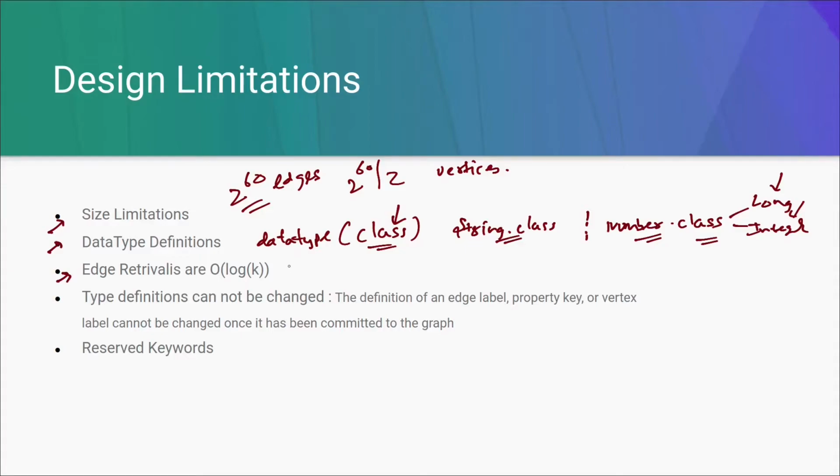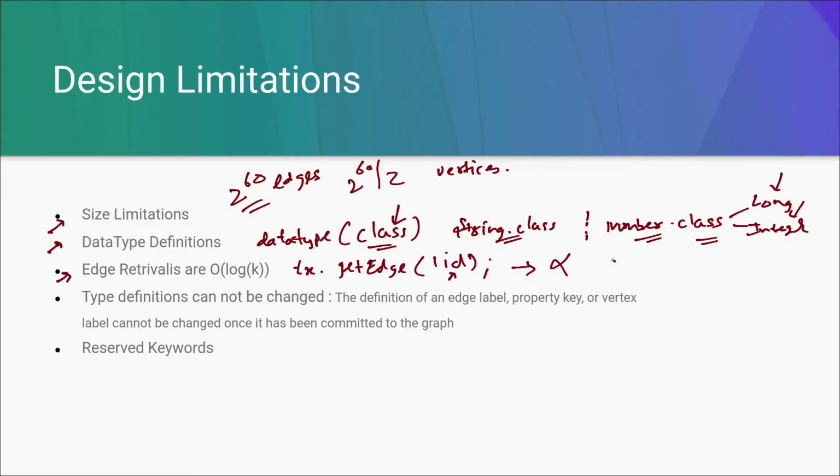What do we mean by this? If we try to retrieve an edge using an edge ID using tx, where tx is the transaction object, getEdge is the method. Here we are providing the ID of the edge. This code here is not giving me a constant time. That is, the time taken to retrieve an edge with this ID will be dependent on some or the other data. What data will it be dependent on?